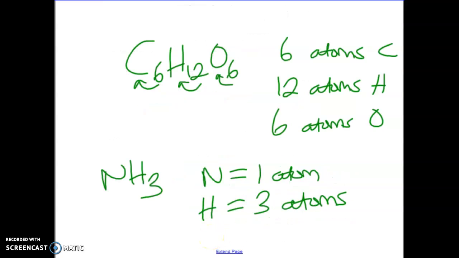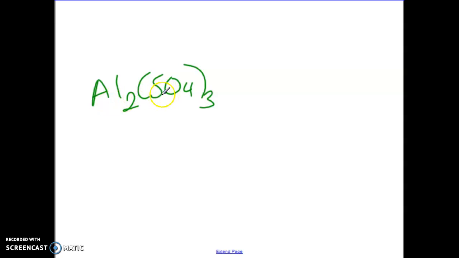Okay, so let's look at another example here. So let's say I had, okay, so I have aluminum, sulfur, and oxygen. So aluminum, and actually you can pause the video and give this a try. So see how many aluminum, how many sulfur, how many oxygens there are. Okay.